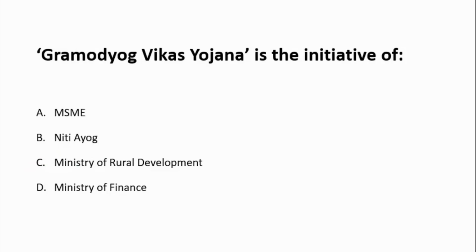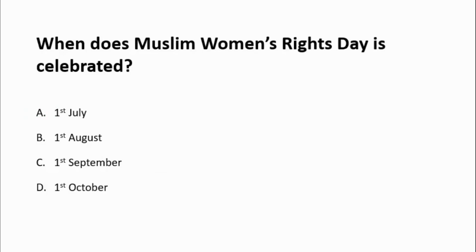Now the next question is, Gramodyog Vikas Yojana is an initiative of which body? It is an initiative of MSME, the Ministry of Micro, Small and Medium Enterprises. Now the next question is, when is Muslim Women's Right Day celebrated? The correct answer is, it is celebrated on 1st August.